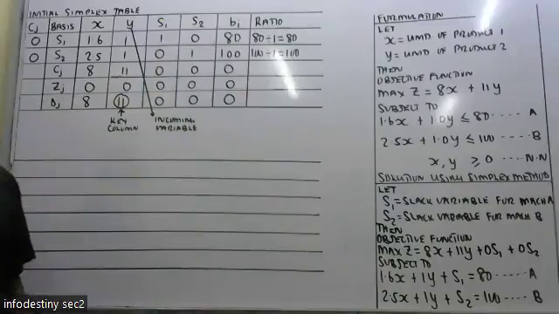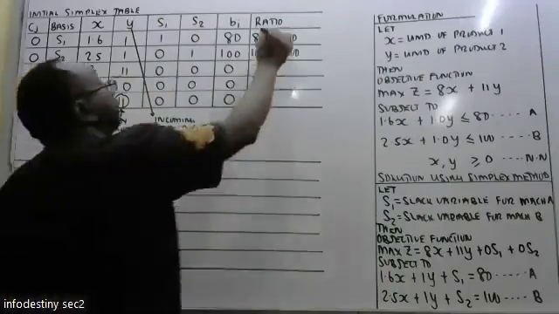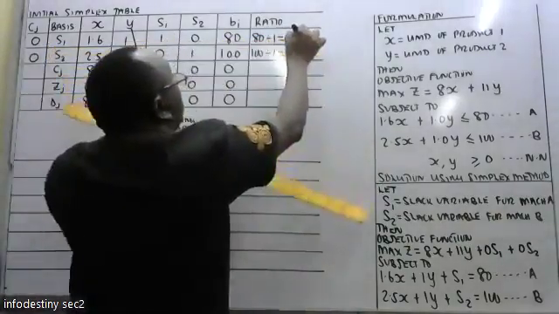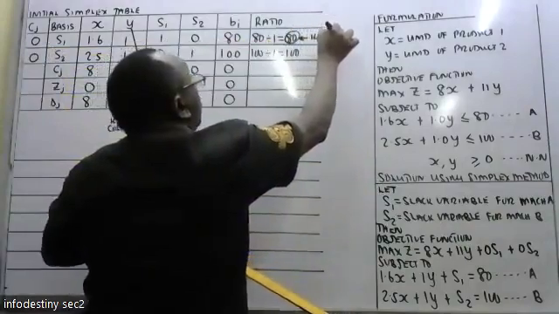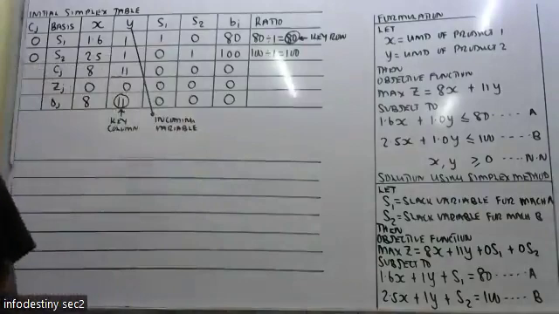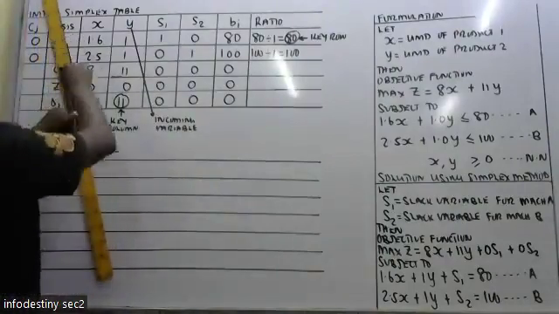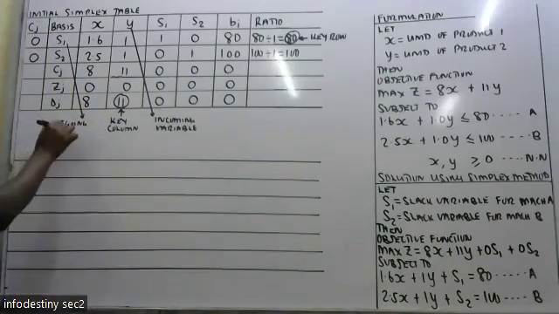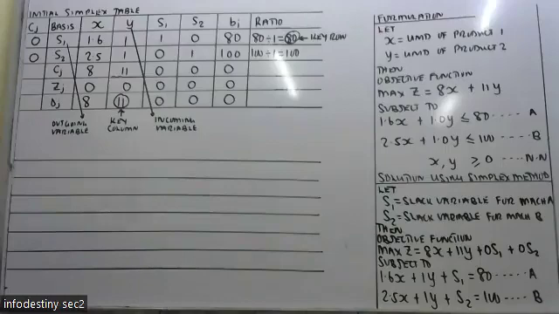Now, once you have gotten your ratios, you pick the smallest. So the smaller of these two is where you have seen that; this one is called the key row. Where you have found it, it is called the key row. And the item at the title of the key row, this one, that item at the title of the key row is called the outgoing variable. The S1. Yes, the item at the title of the key row is called the outgoing variable.